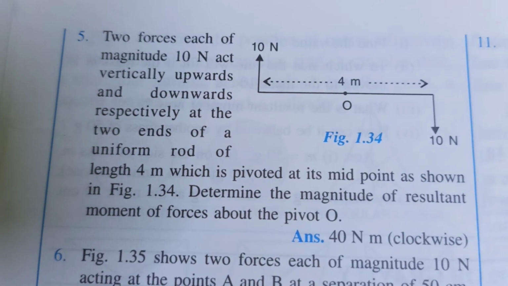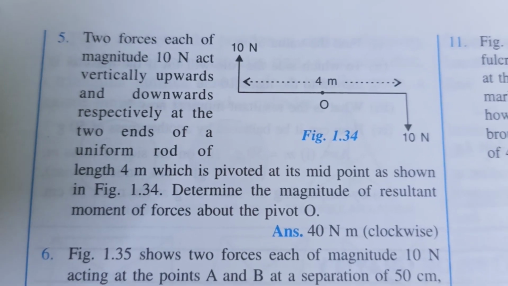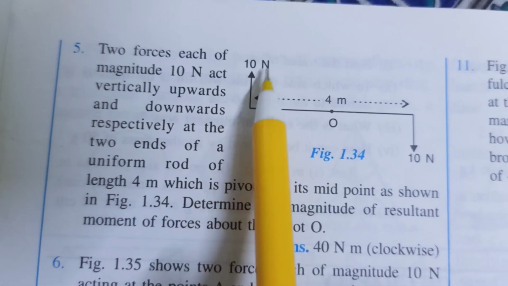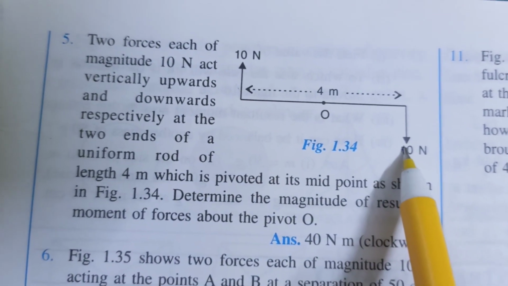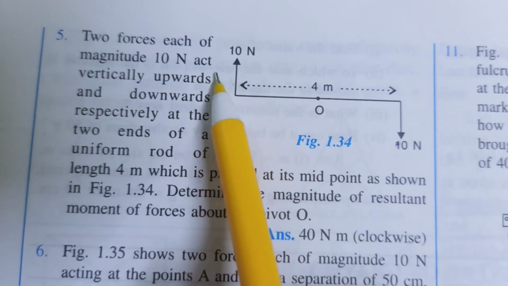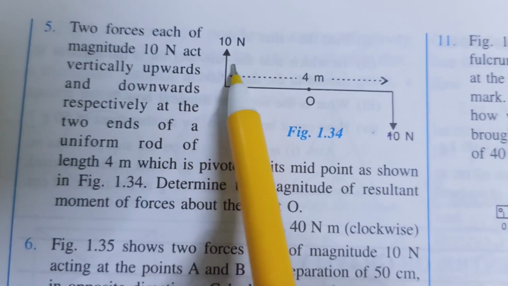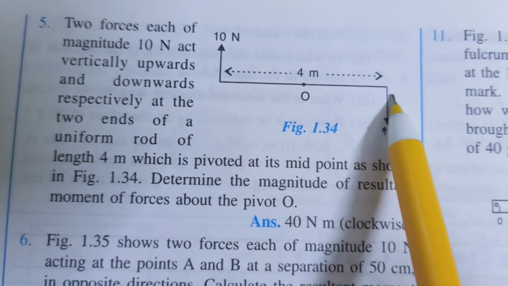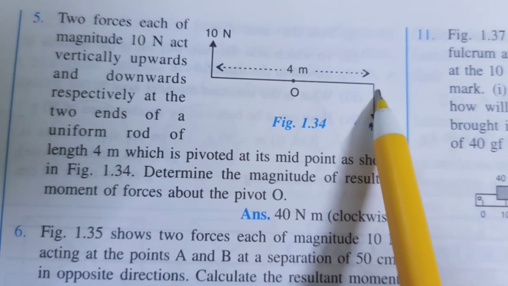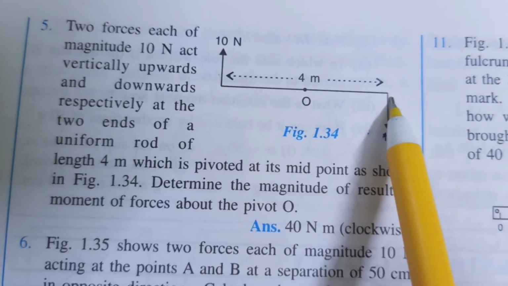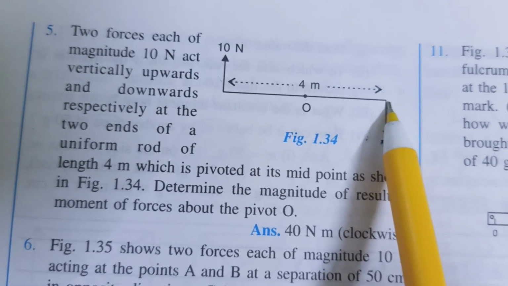The next one is 5, and two forces each of magnitude 10 Newton act vertically upward. Two forces, this is 10 Newton and this is also 10 Newton. Yes, it may be a couple. When two equal forces act and this is the perpendicular distance, then the couple is any one of the forces into the perpendicular distance between the two forces. That derivation I completed in the previous classes. So you have to pause the video, go to the previous class and derive that particular formula.